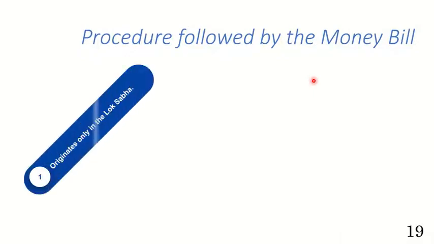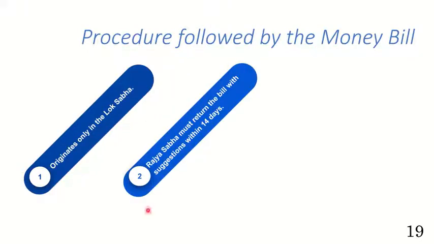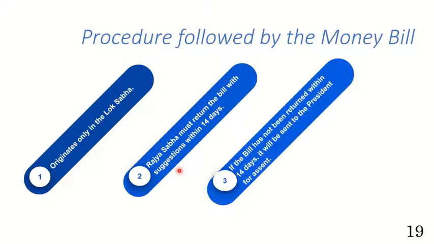Now let us see the procedure followed by a money bill. The first step says that it originates only in the Lok Sabha. Rajya Sabha must return the bill with suggestions within 14 days itself. And if the bill is not returned within 14 days, then it is sent to the president for assent.